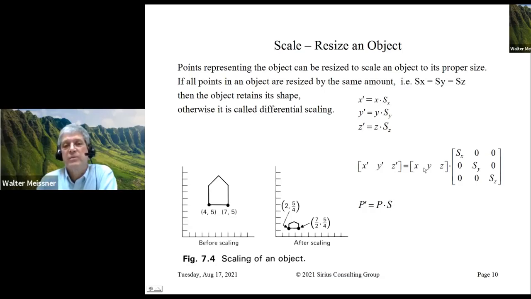you have a row vector for the original and the scaled point, but the matrix is all zeros except for the diagonal, which has the scaling factors for each axis. The compact notation is just to use the letters for the matrices. So here's an example of the same house. In the X direction, it's divided by 2, and in the Y direction, it's divided by 4, and it's applied to all the points. Then you can see how it scaled.